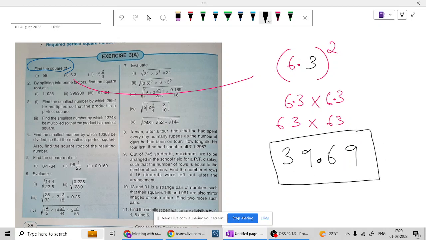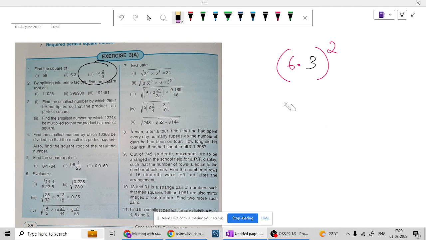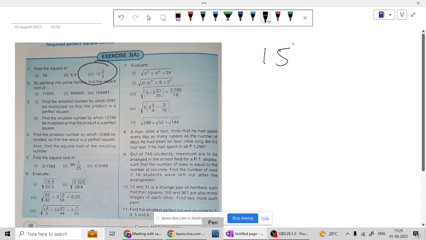39.69. Yes, correct, 39.69. And I think the third question is wrong, right? I don't know. This is the question given in the textbook, which I have. What's the question? The third question. It's just 15, sir. 15 square, 15 into 15, you do it later. You can try it for homework. Okay, sir. One integer question is done, one decimal is done. Here 15, 2 by 3 is given.